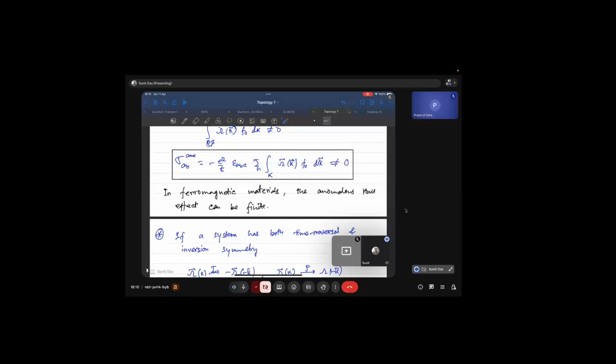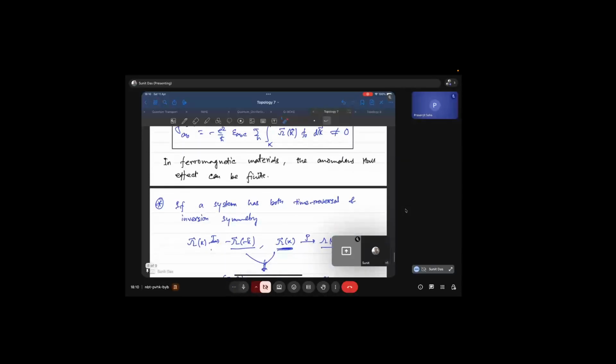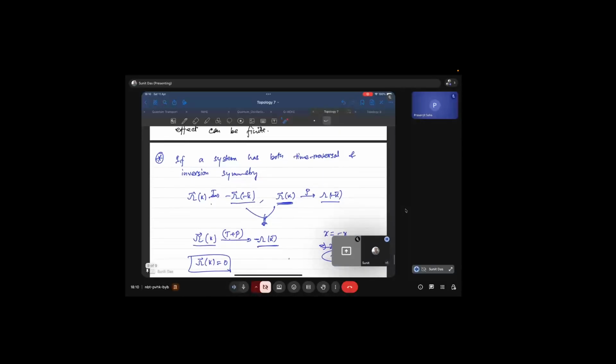This was the case that Edwin Hall himself observed in 1881. For almost 70 years, maybe more than 70 actually, there was no explanation. In 1954, Karplus and Luttinger gave some argument, not based on Berry curvature but based on scattering and so on, which later people connected again to the Berry curvature. So this Berry curvature is the key to understand the anomalous Hall effect, and you need a ferromagnetic material. That was the previous class recap.